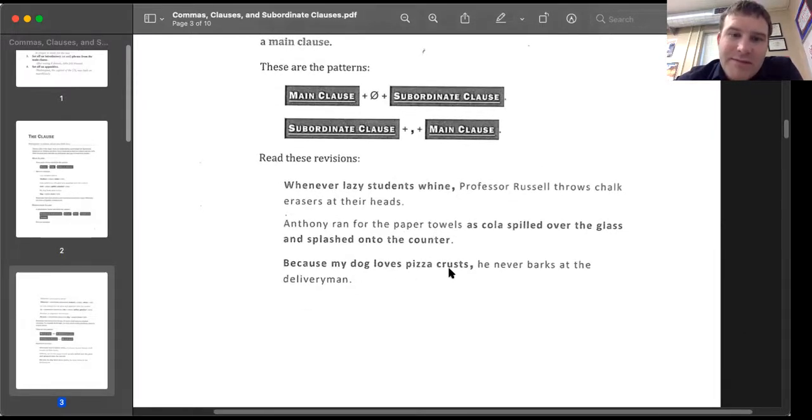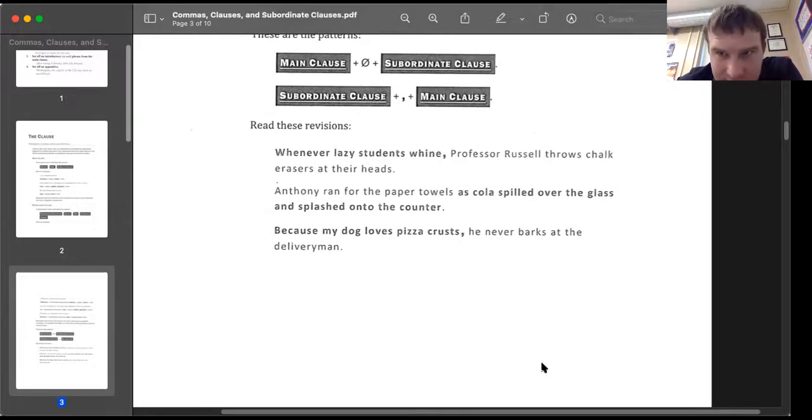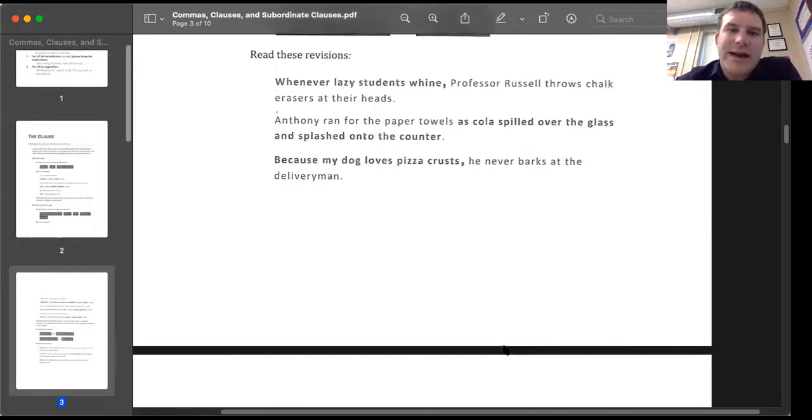Because my dog loves pizza crust, comma, he never barks at the delivery man. So most of the time, it will show at the beginning. That's where most subordinate clauses appear, at the beginning of a sentence, and that's why this comma is so important. You will encounter subordinate clauses that appear in the middle, but most of the time, whenever people want to use a subordinate clause, it appears at the beginning.